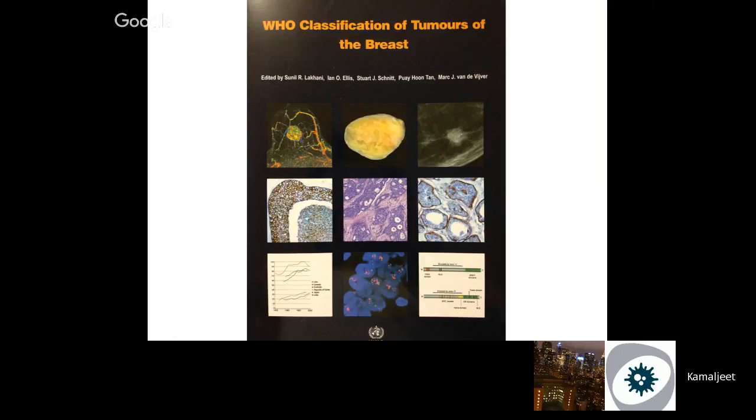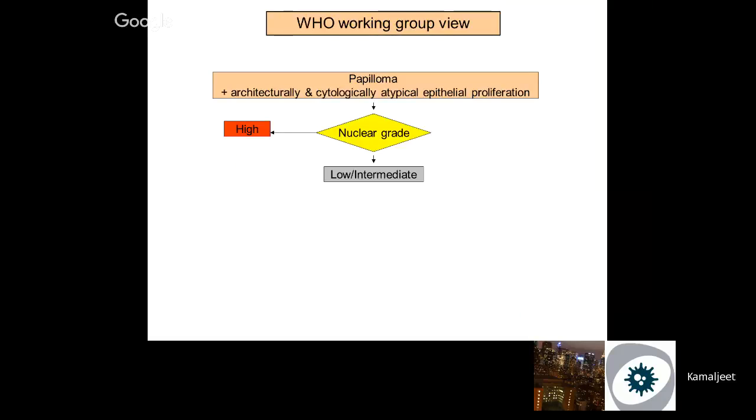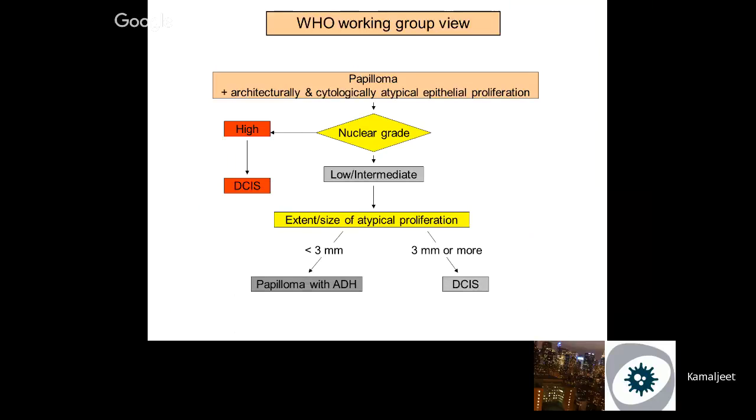So going to the criteria to call ADH versus DCIS in a papilloma: less than 3 millimeters, call it papilloma with ADH. More than or equal to 3 millimeters, call it DCIS. There are other criteria out there. Some people call DCIS if at least 90% of the lesion is made of this atypical proliferation. So there are percentage criteria, but these are coming from WHO, the linear extent criteria.